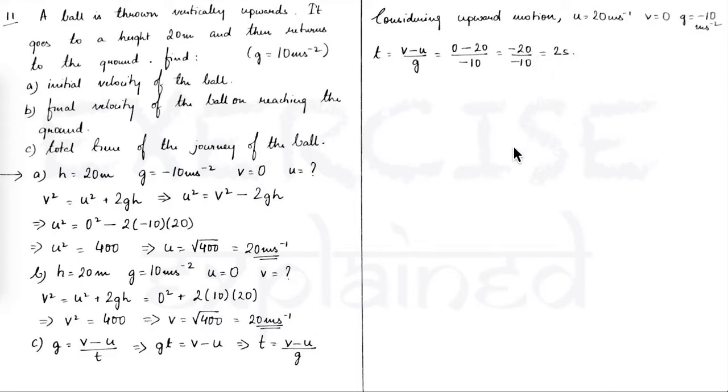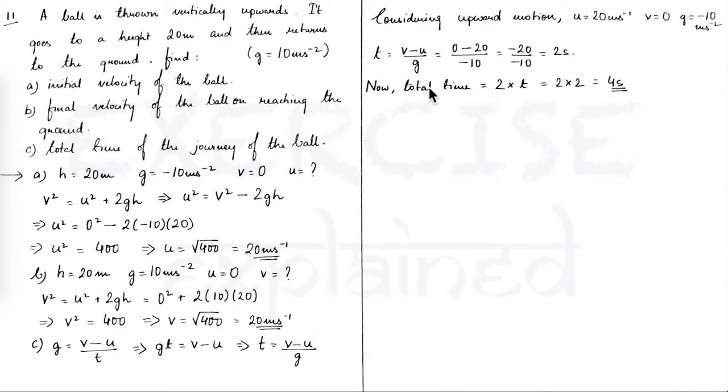So the time to go up is 2 seconds, but the question has asked total time of the journey of the ball. That means time to go up plus time to come down. Now time to go up is 2 seconds, so time to come down will also be 2 seconds. So I can write total time is equal to 2 into t, that is 2 into 2, that is 4 seconds. So this was an important question from the exercise based on the concept of gravitation.